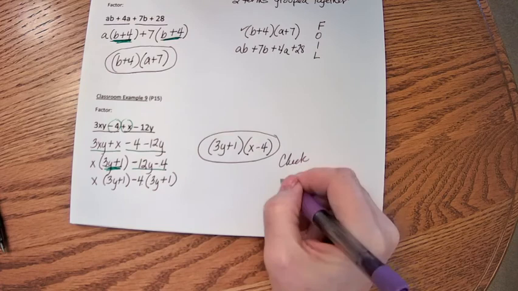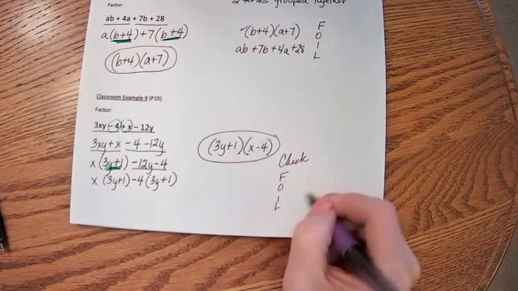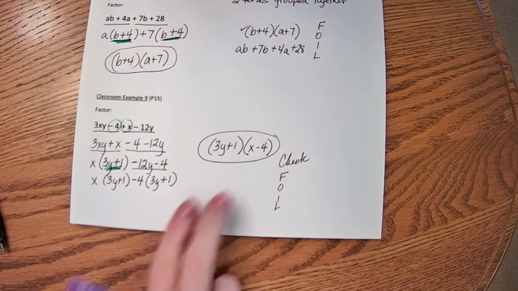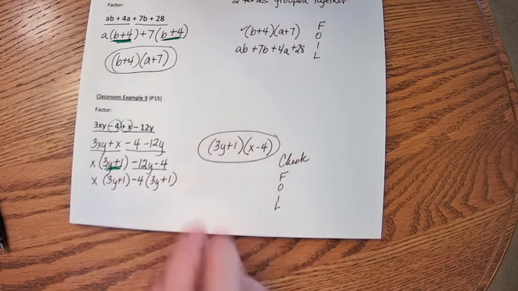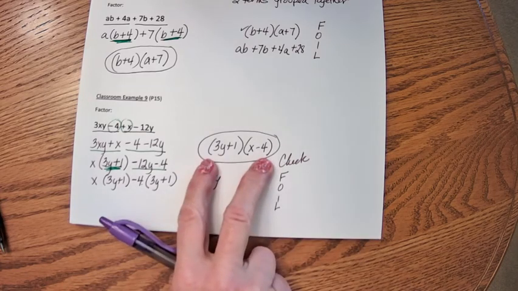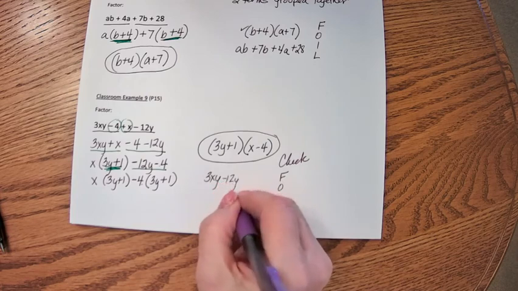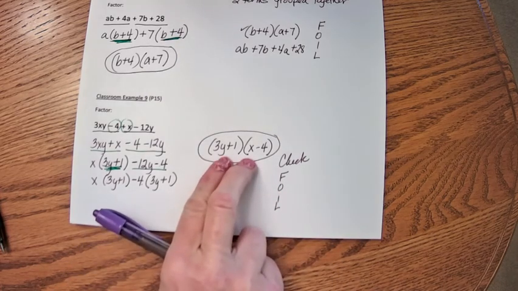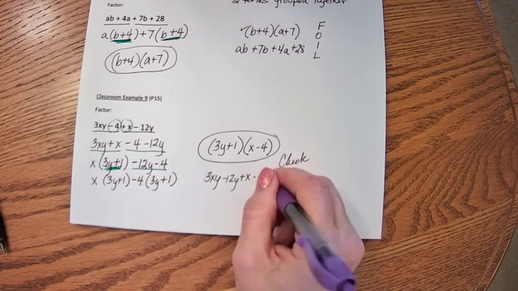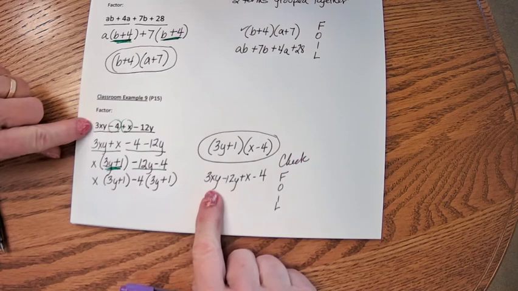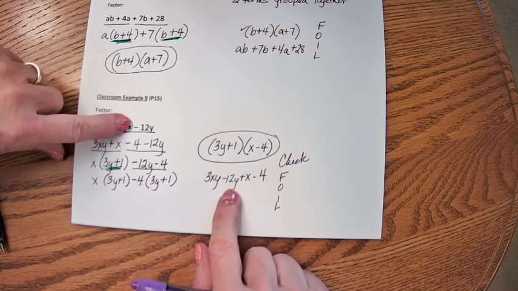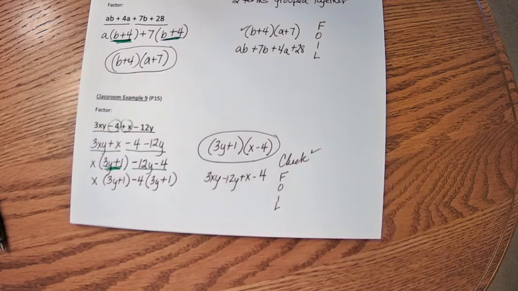And if you want to check your work, you would do FOIL: first, outside, inside, last. For these, we'll do it quickly. 3y times x is 3xy. My outside is going to be negative 12y. My inside is going to be a 1x, and my last is minus 4. Is that what I started with? 3xy minus 4, 1x, negative 12y. Yep, so it checked.